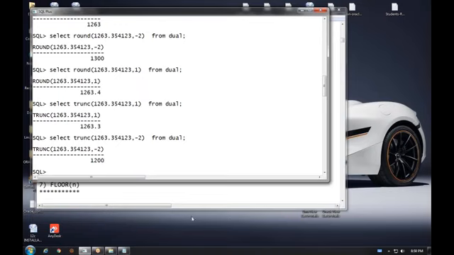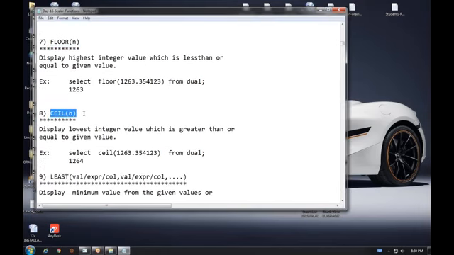Next, floor and ceil. What is floor? Floor means flooring, down value. Remember, floor means flooring, down value. Ceil means ceiling, higher value. Down value, higher value. What is floor and ceil? Both functions display integer result. The resultant value should be integer, no decimal part.